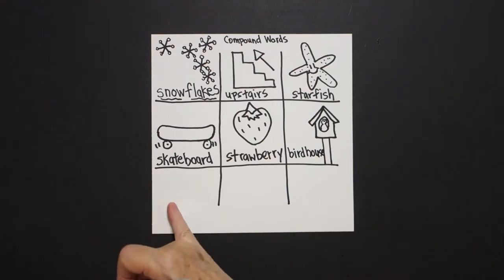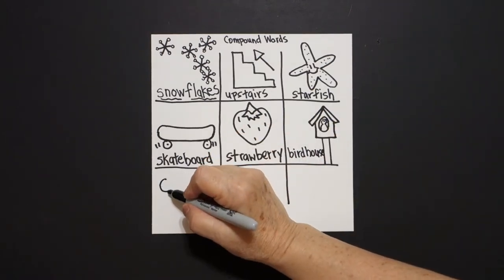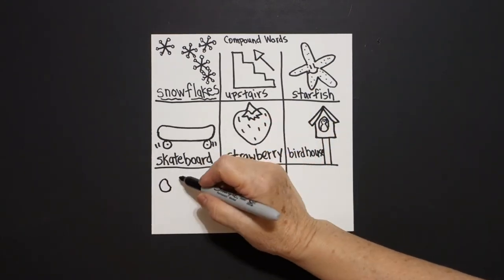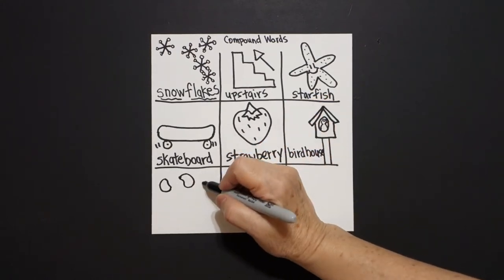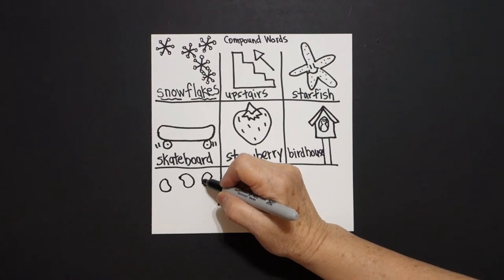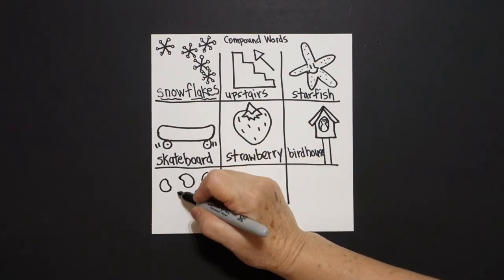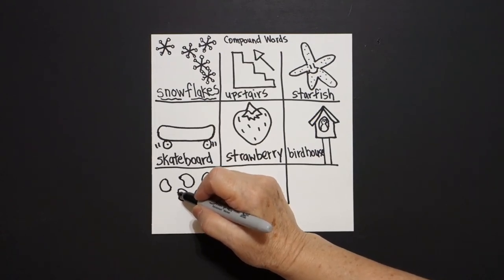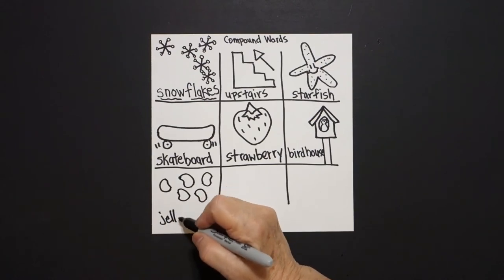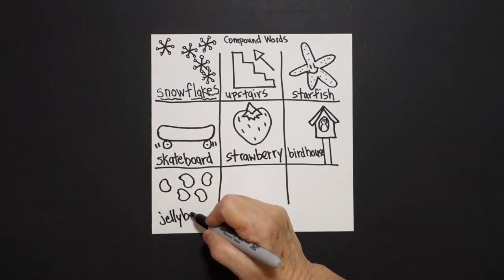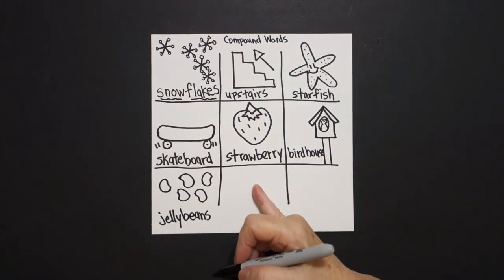Okay. Come down to this space right here. Put a dot. Curve line out, in, connect. Put a dot. Curve line out, in, connect. Curve line out, in, connect. Curve line out, in, connect. One more. Curve line out, in, connect. These are jelly beans. Jelly beans.